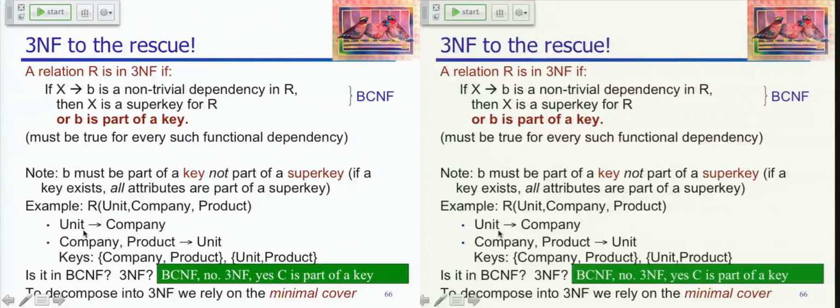Right? So the closure of unit only has unit and company. And it does not have product. So unit on its own cannot be a superkey, right? Because if you find the closure of unit, you get unit, and based on the first rule, you're also going to get company. You get anything else? So it's not a key. It's not a superkey. Right? So it's not a superkey, but given that this is part of a key, then it's fine.